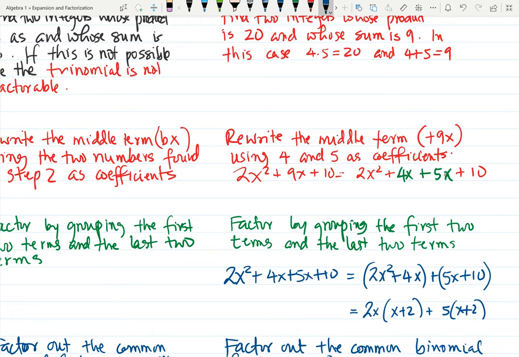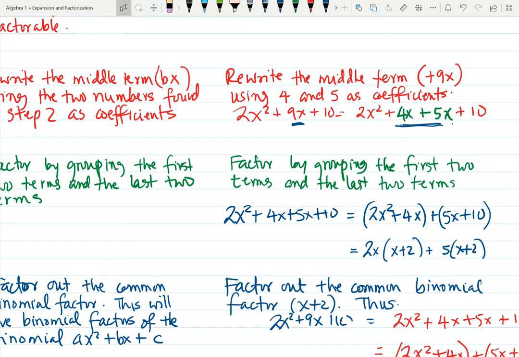So with the 4 and 5, I am going to split the 9x into 4x and 5x. You see that? So the 2x squared plus 9x plus 10, what I do is I write 2x squared plus 4x plus 5x plus 10. The 4x plus 5x is the 9x. I haven't changed it, I just split it.